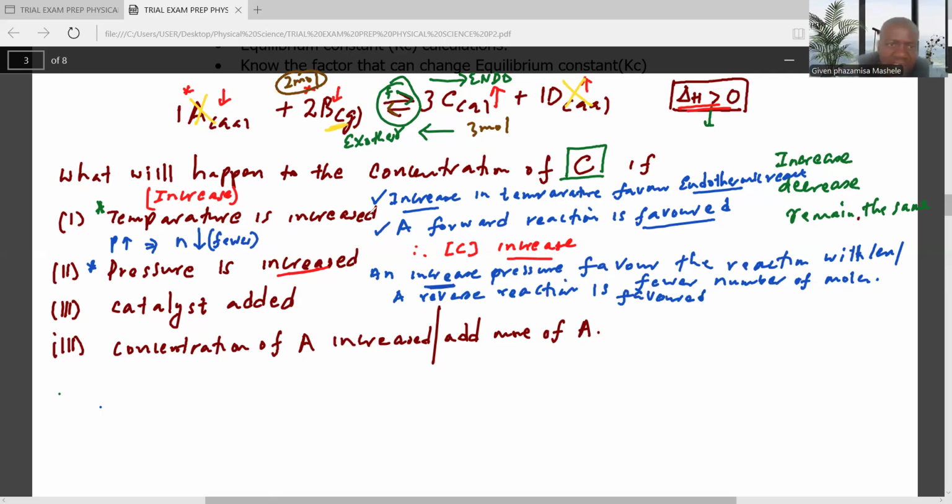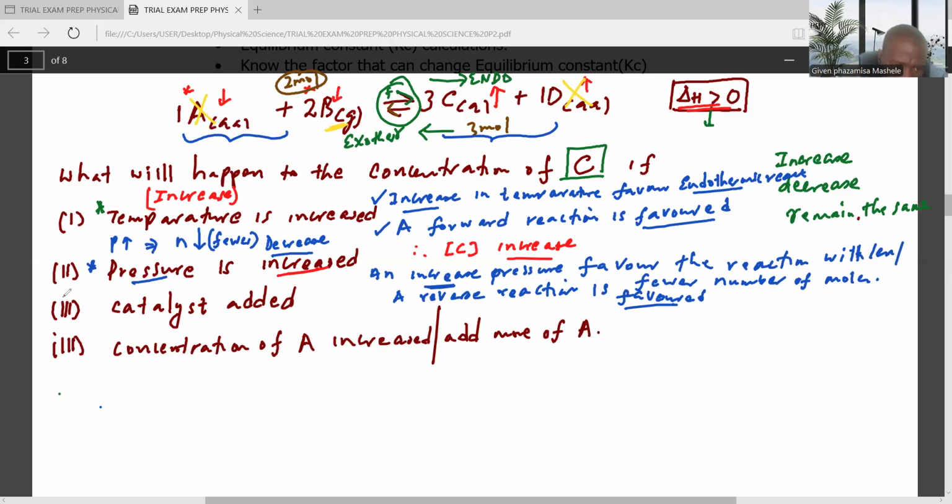Obviously, if a reverse reaction is favored, it means the concentration of the reactants will increase and of the products will decrease. So the answer for number C is decrease. Because for C to increase, we would need to decrease pressure. If we increase pressure, then the system will favor the side that has fewer number of moles. It's very important, ladies and gentlemen, to understand this.